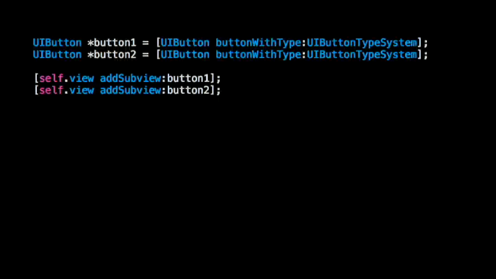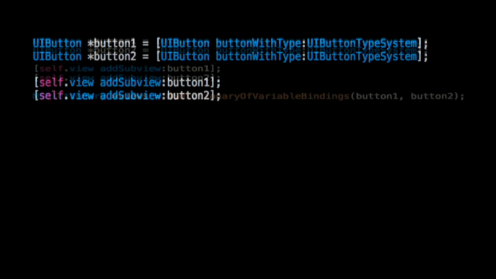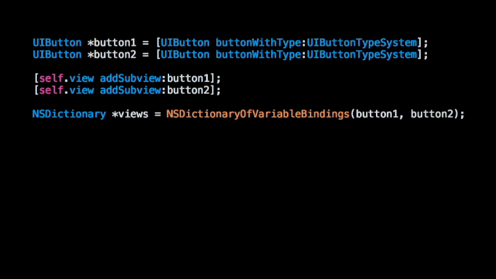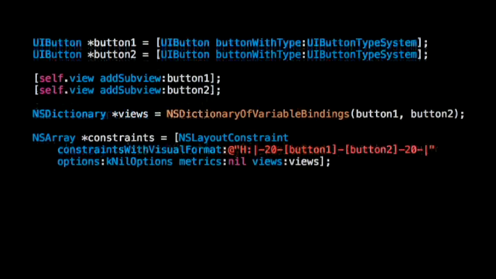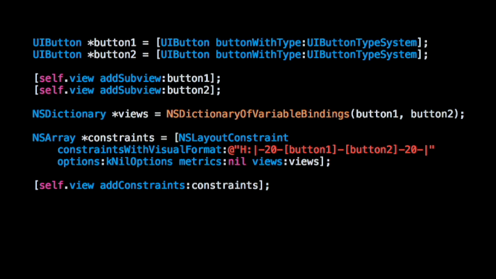So let's just go through a summary of the basic steps required to constrain views using visual format language. Firstly, we have to create our views and add them to the view hierarchy. Then we create a dictionary of view bindings. We create our array of layout constraints using our visual format string and options or metrics if we're using them, which in this case we don't, and also our view bindings. Then we add the constraints to the superview that they're operating within.